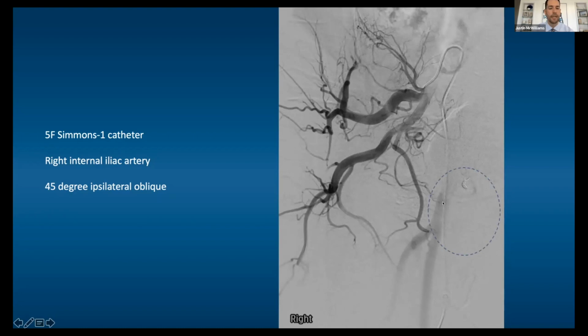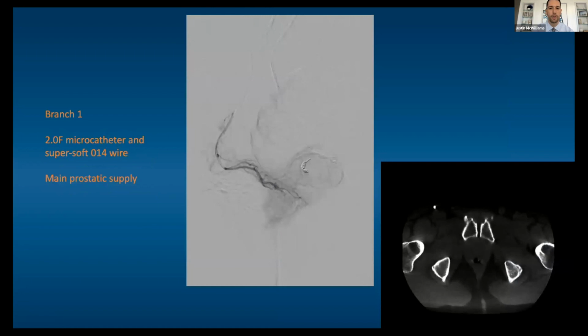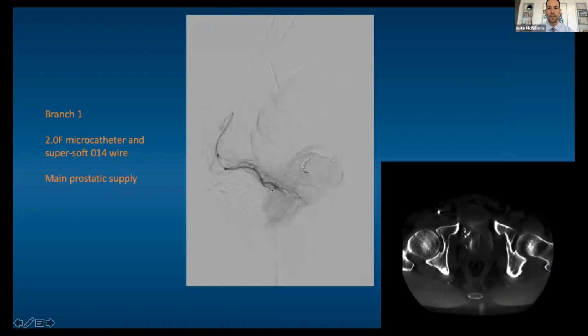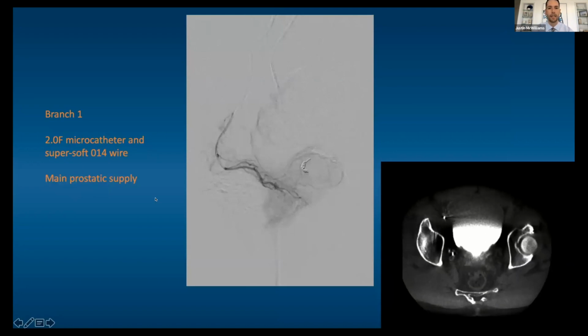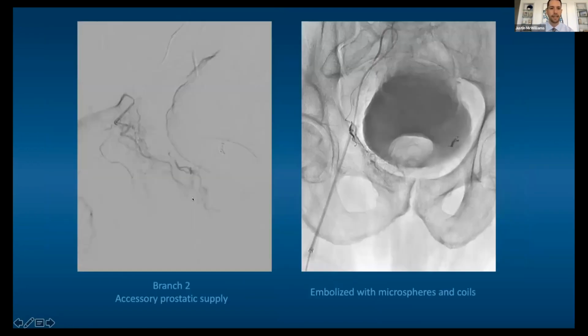So this one, we investigated both of those two branches. And there's the first one, which ended up being the main supply, big prostate blush, cone beam CT, lighting up in the right side of the prostate. Go ahead and embolize that. And then a second supply as well, just a small accessory to the capsule.